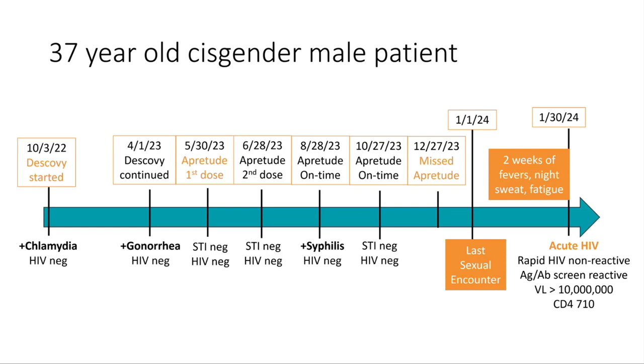His rapid test was non-reactive, but his antigen antibody screen was reactive, and his viral load was greater than 10 million, as you can see with acute HIV. CD4 was fine. And just a quick note about the dosing, the package insert says to do it every 2 months, plus or minus 1 week. That last sexual encounter was actually within that week.